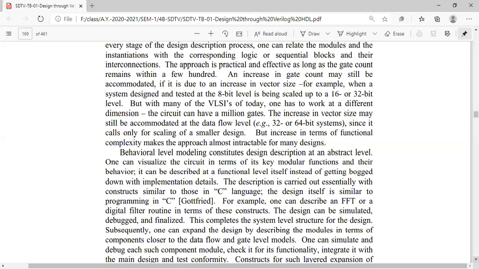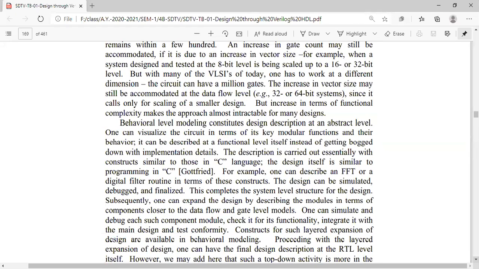So in behavior level modeling, what we can see here is that it constitutes design description at an abstract level. Abstract means we are explaining some content. That means at this particular point of time, it has to give this output. That is called abstract level.